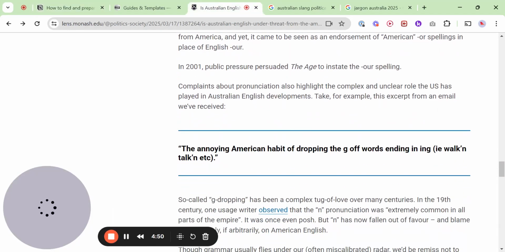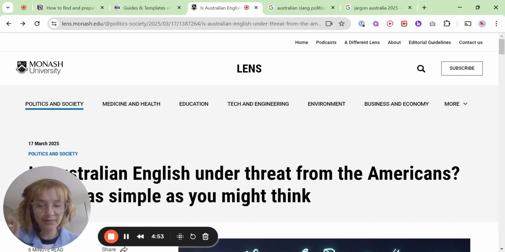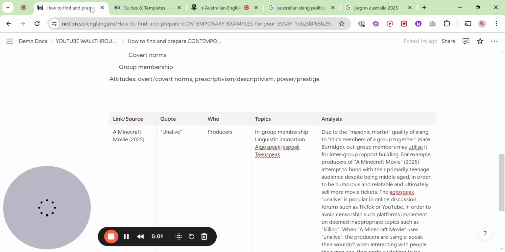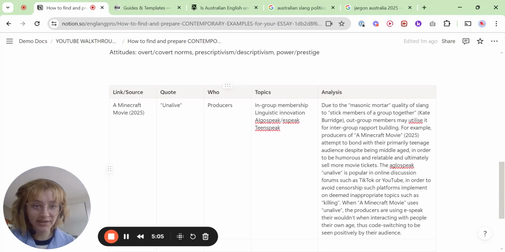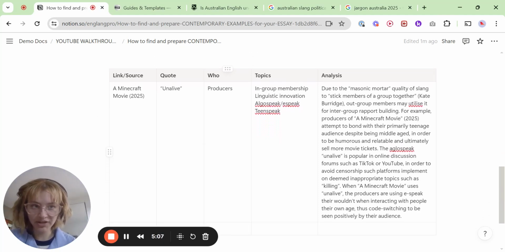So that's one already. You guys can read through this article, find what is the most relevant to what you want to talk about, and then what I do is I get a spreadsheet. I think I use Google Sheets. I used Google Sheets when I was in year 12, but here's an example on Notion, just so the notes are all together, from a Minecraft movie, which I recently went to see.